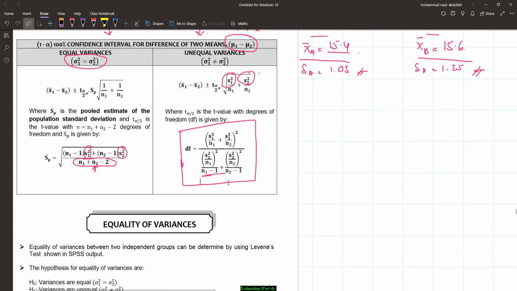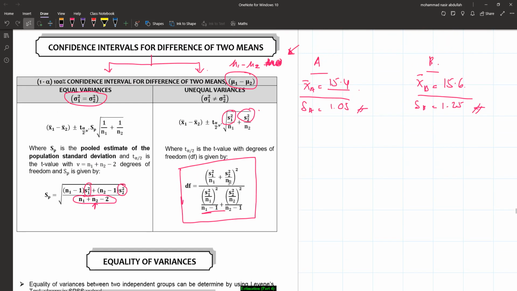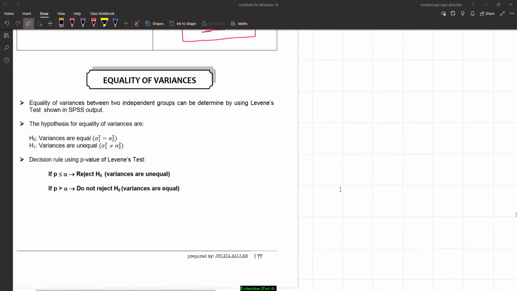So now, how to know whether the data has equal variance or unequal variance? To know this, we're going to use Levene's test. Levene's test is shown in the SPSS output, right? So equality of variance of two independent groups can be determined by using Levene's test. Levene's test is an advanced or modified version of the Welch test distribution.